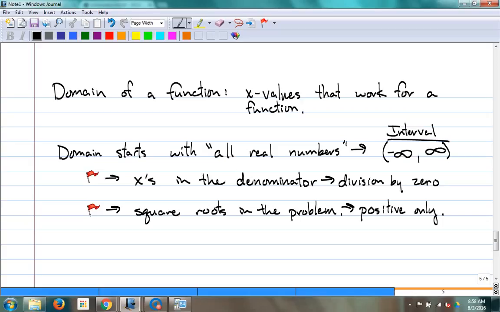Really, those are the only two red flags you have to look for when you're trying to decide what the domain of a function is. If it doesn't have either of those things happening, then it's all real numbers, negative infinity to positive infinity. Those are the red flags we're looking for. Domain red flags. That's what we want to find today.